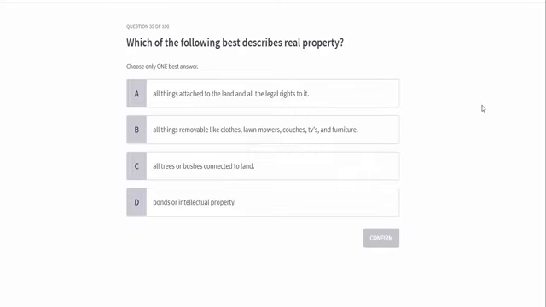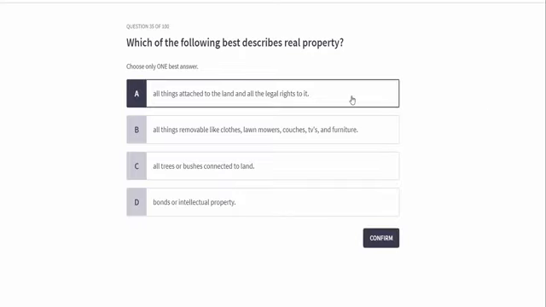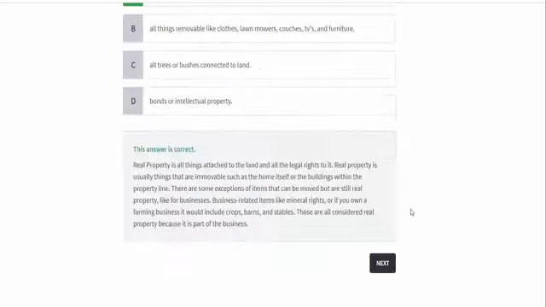All right, so I'm going to quickly go through this one. This one should be pretty self-explanatory. What is real property, guys? You should be familiar with this term. It's all things attached to the land and the legal rights to it. So remember earlier we were discussing personal property. Now we're talking about real property. Real property is all things attached to the land and the legal rights to it. Real property is usually things immovable, such as the home itself or the buildings within the property line.